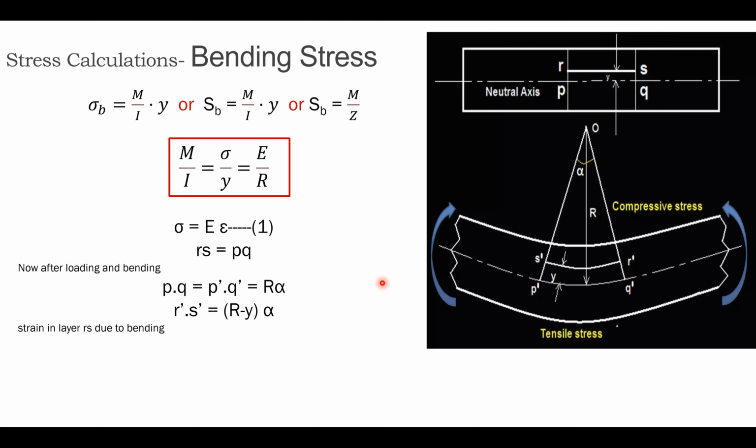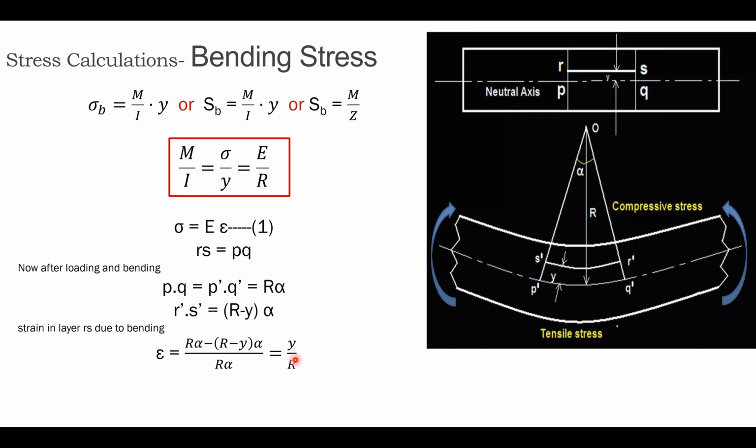Now the strain in the layer RS due to the bending will be: strain is equal to R into alpha minus R minus Y into alpha, divided by R into alpha. This is the original length, this is the change in length. So change in length divided by original length, if we simplify this, we'll get Y over R. Hence the strain shall be e is equal to Y over R.